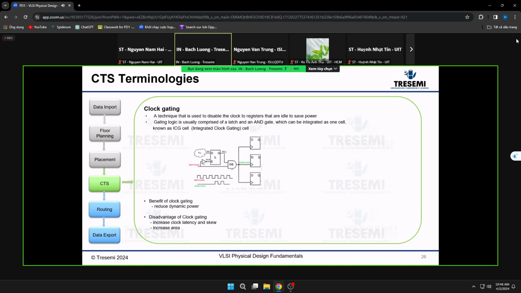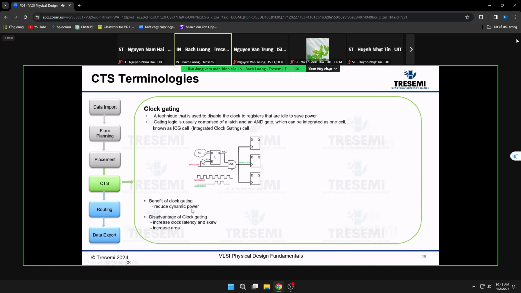So clock gating is a technique used to disable the clock to a register or flip flop that is idle, to save power. Gating usually is comprised of a latch and an AND gate, which can be integrated in ICG cells. Okay, so this is usually an ICG cell. I think we talked about the ICG cell before, and also the traditional gating, where it's just an AND gate, where they create glitches. So if you have any clock gating, it's going to be ICG cells, okay, because it avoids glitches.